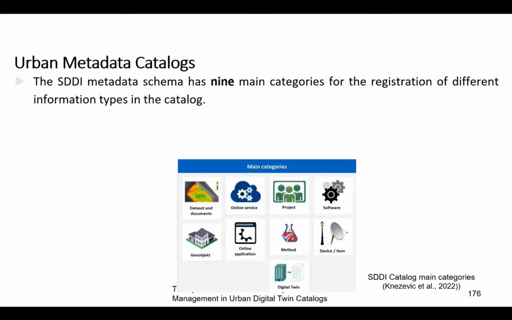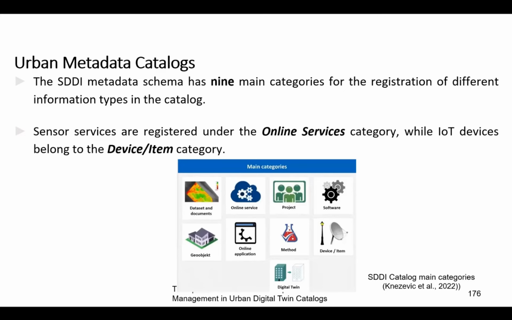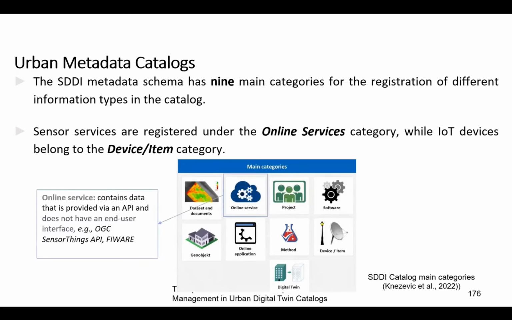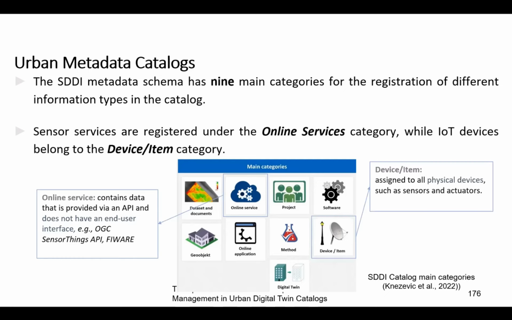When it comes to adding the sensor data into this metadata catalog, we have two ways we can do this. First of all, we can register the online services. If you have an online platform like the OGC SensorThings API or FIWARE in the city, which you use to manage your sensor data, you can register this in the catalog as an online service. The second way is that you can register individual devices or a group of devices as device items in these categories that are provided by the SDDI metadata schema.